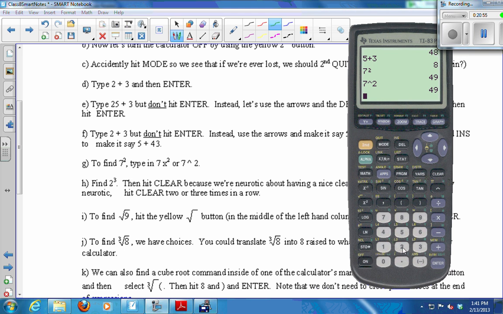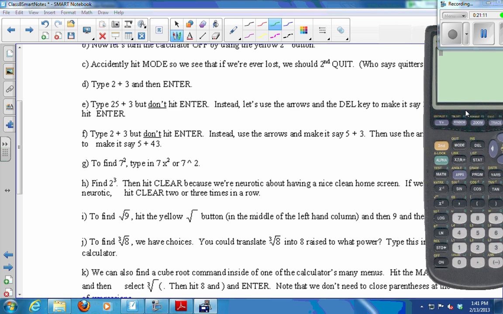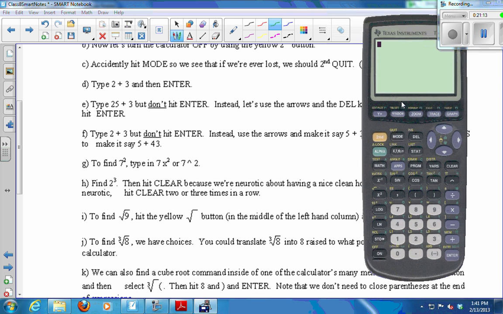So to find 2 cubed, there is no little cubed button, so we would have to do it with the caret button. 2 caret 3. All right. So now we're going to hit clear, hit it 2 or 3 times, because we're neurotic about having a nice clean home screen.